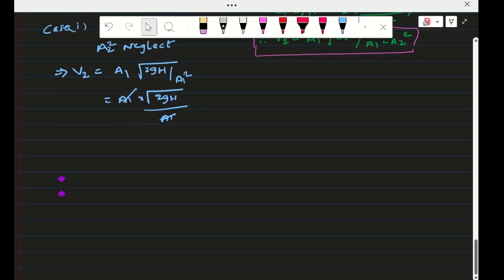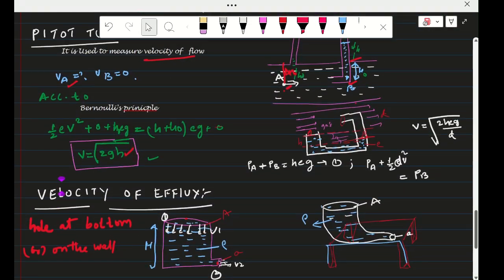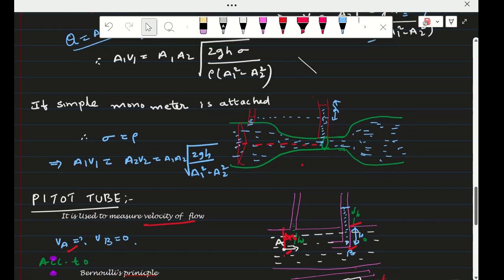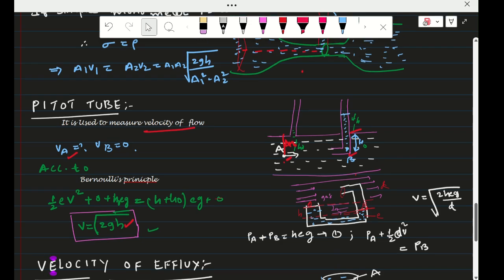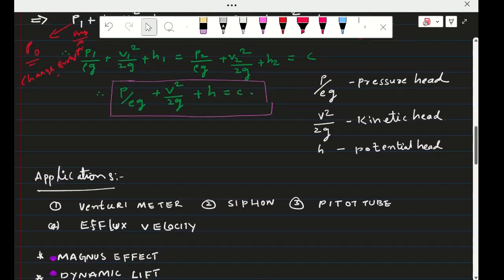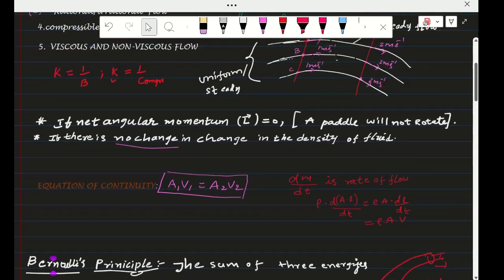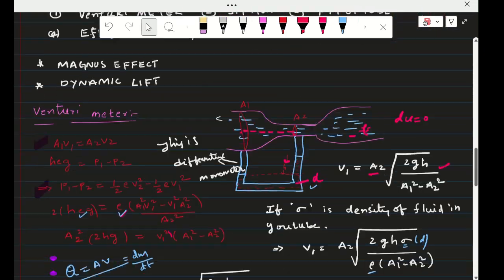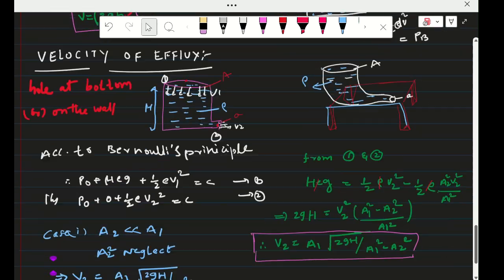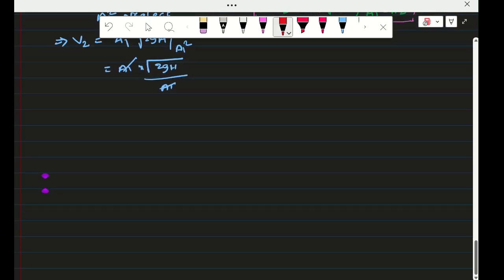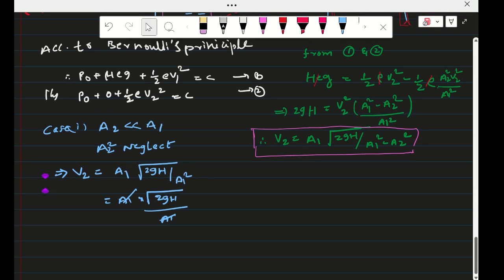So this is about the Venturi tube, pitot tube, and velocity of efflux applications of Bernoulli's principle and the equation of continuity. Okay, these are the three applications, and the remaining applications are also the same. Apply pressure energy to the spinning of a ball, the Magnus effect, and blood pressure. You can study these and note some points. These are common phenomena in Bernoulli's principle.